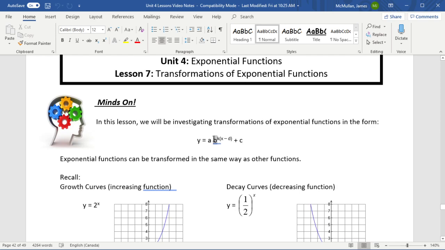Note, b is not a transformation parameter. B is part of the parent function. Remember? So let's just make a note of that quickly. B is not a parameter. Rather, it is part of the parent. Okay, so that's part of the parent function that b is coming from.